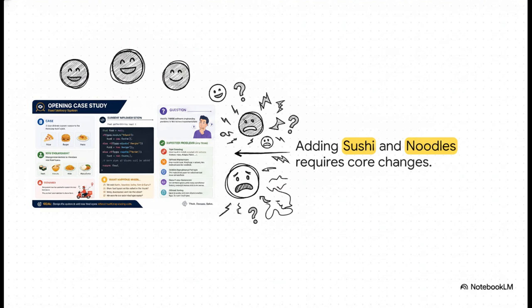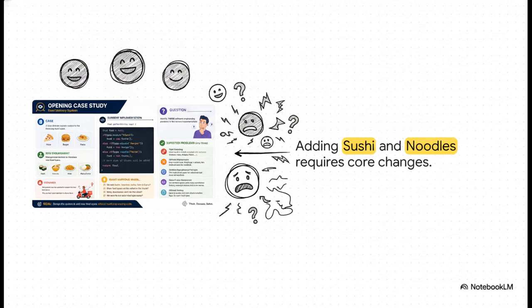Think about it. Initially, your system is simple, right? You sell pizza, burgers, and pasta. Life is good. But then the app blows up, it's a huge hit, and management demands a bunch of new menu items. Suddenly you're adding sushi, noodles, rice, and curry. In a basic, naive setup, every single time a new food type is introduced, you actually have to go back in and manually change the core logic of how your app retrieves food.